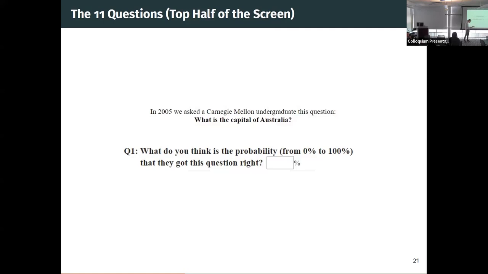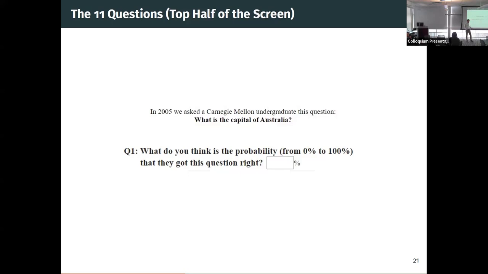What is your belief about the probability that some student from Carnegie Mellon in 2005 that we've never met got this one question right? The nice thing about this methodology is that I don't care whether they get this quote right or not. Again, all I'm interested in is do they lie. So they might say, oh, I think it's 20%, but let's say 40%. That's my question.